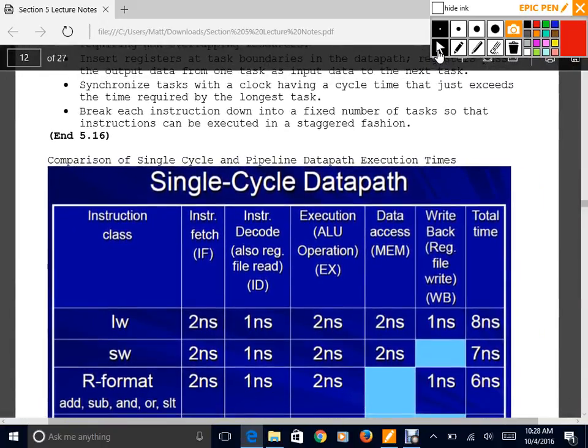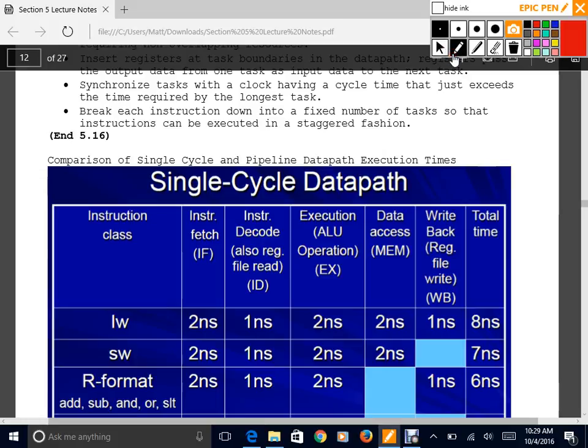So what's going on? So we have a load word instruction, store word, and R-type format. In single cycle data path, they're going to make the cycle last as long as the longest instruction. Makes sense, right? If you made it the length of the shortest instruction, then the other instructions wouldn't be able to complete. So in this case, the instruction fetch takes 2 nanoseconds, the decode takes 1 nanosecond, execution takes 2 nanoseconds, data access requires 2 nanoseconds, and then write back requires 1 nanosecond, right? So you add all those together, and it requires 8 nanoseconds.